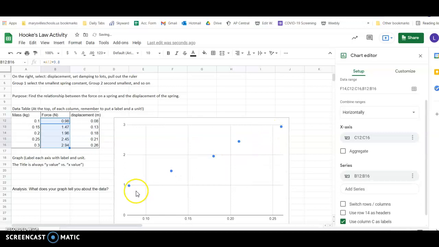And at this point, you should have a graph. The numbers on this axis should go 1, 2, 3, and then you should have your displacement numbers kind of representing this on this axis.